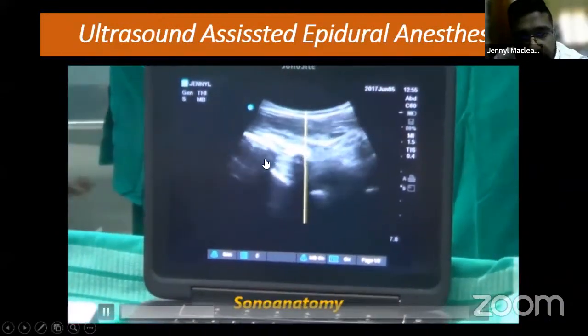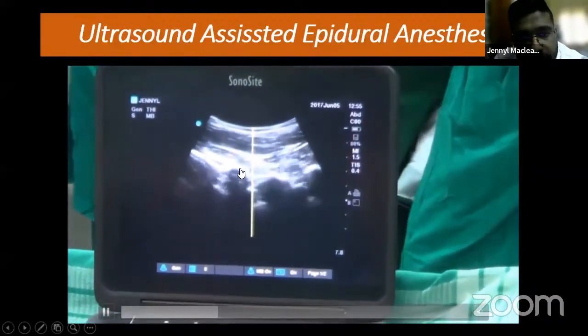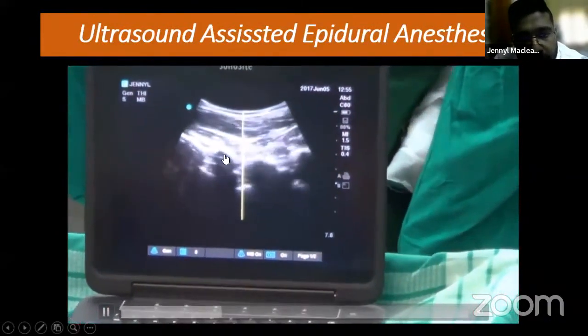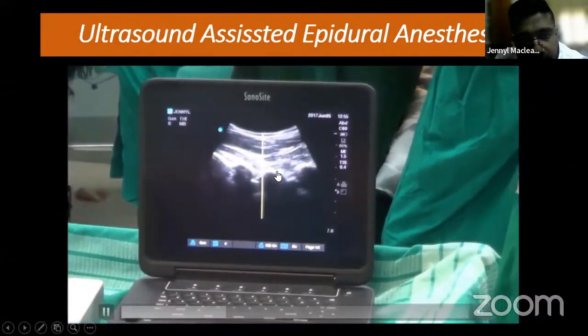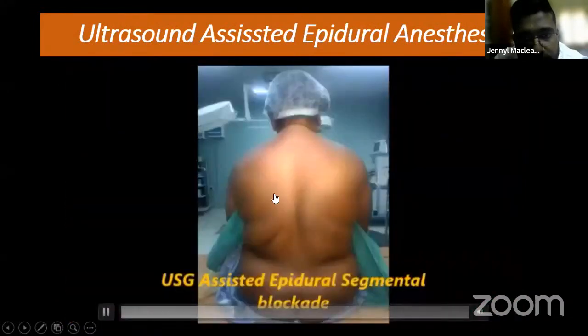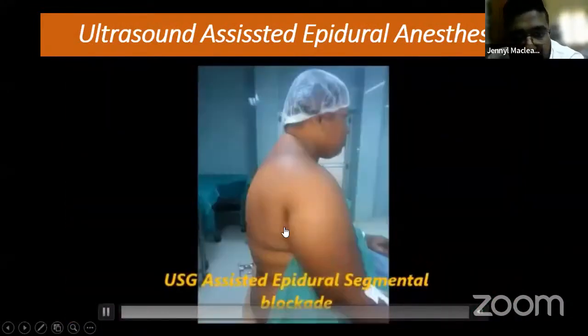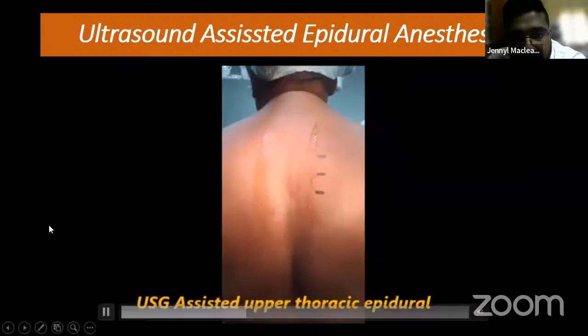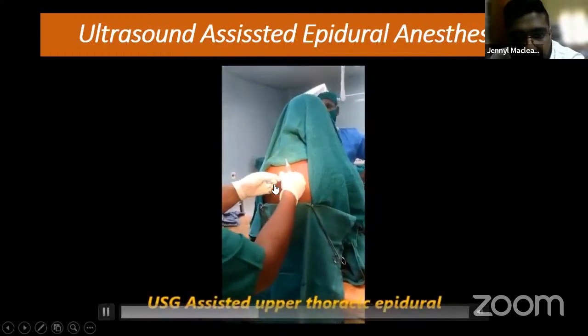So this is your sacrum. This is the L5 vertebral spinous process. This is the L4 spinous process. This is the L3. You use the M mode in the midline, so you get the interlaminar space in the midline. So you mark your interlaminar space like that, and this will be the C7. So this is T3 and T4.